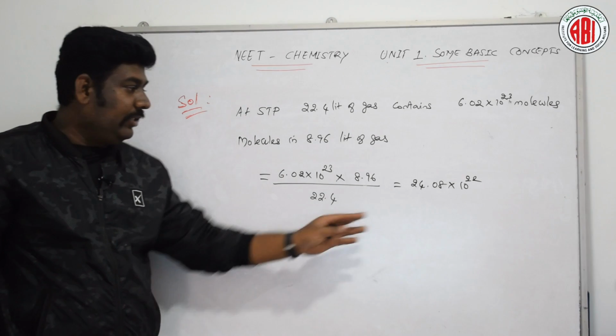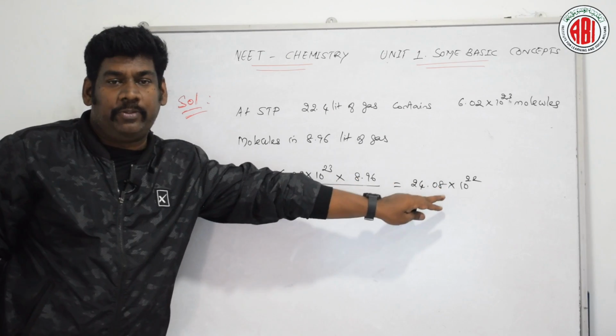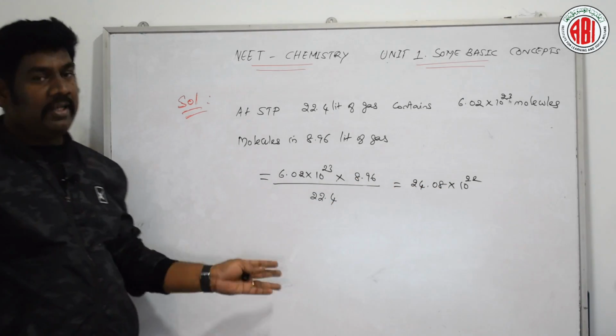So simplifying this, you will get 24.8 × 10^22. So in this way you can solve this problem.